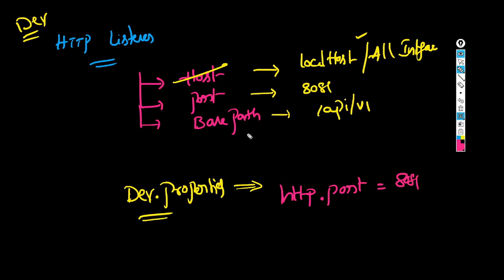What is the next one? Base path. This is the base path for which one, database or file or HTTP? This base path is HTTP, right? Again the namespace: http.basePath equal to whatever the value is. So this is the way we need to define the values inside of dev.properties. Now you can understand, right? Now we are going to create this file.